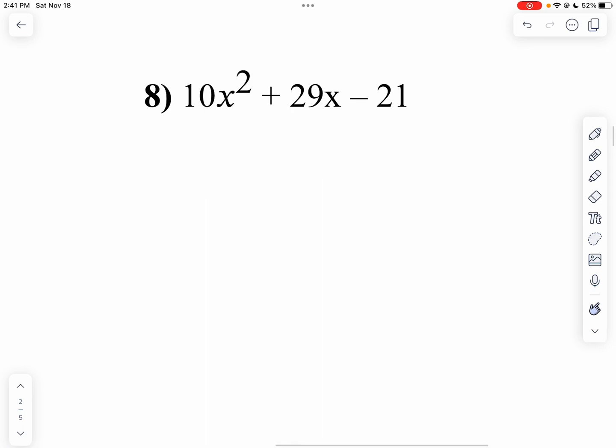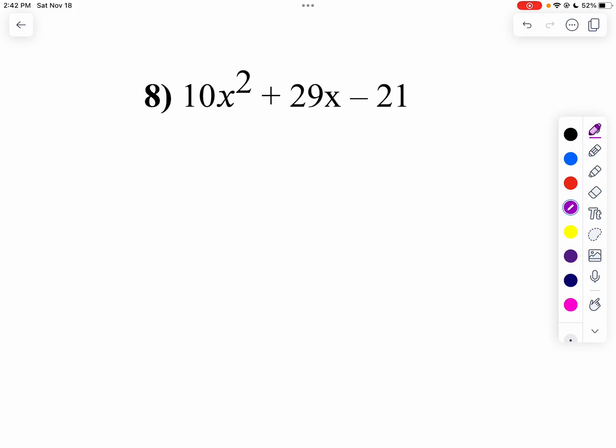Okay, number 8. Let's take a look at that one. First thing I notice on that one is I've got 3 terms again, but 10 is not a perfect square. So I always want to check if I've got a leading coefficient that's a perfect square. It isn't. I can't take a number times itself that gives me that. So then we'll try to factor it through the bomb method.